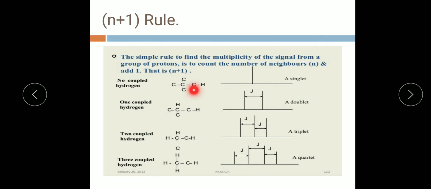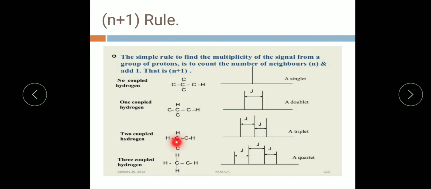Here the carbon is having 1 proton. The signal for this proton is a singlet. If you see this carbon is having a single proton, and adjacent to it, how many neighboring protons are there? Only 1. So, n equal to 1. 1 plus 1, 2. So, you will get a doublet in the ratio of 1:1.